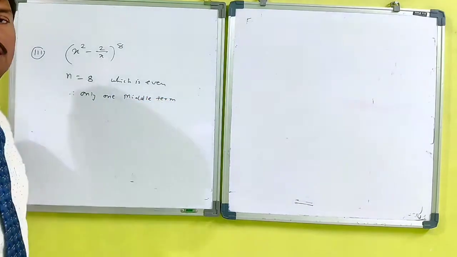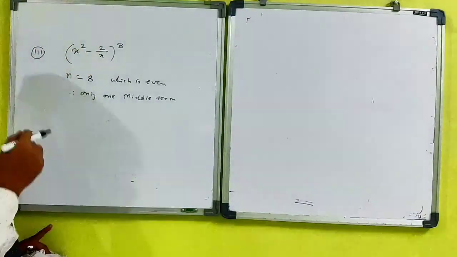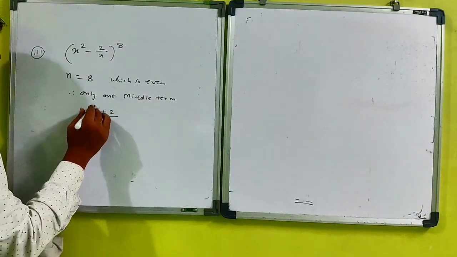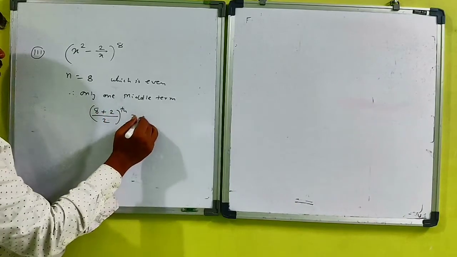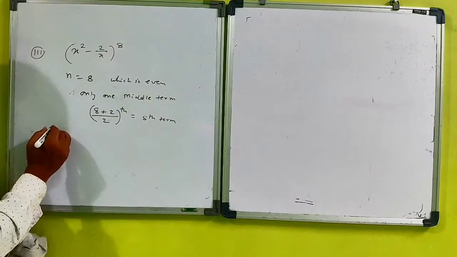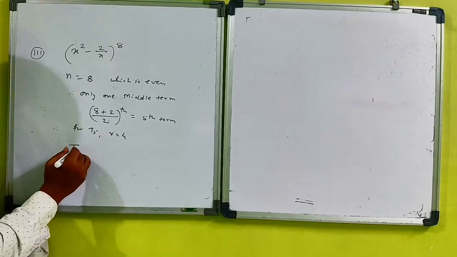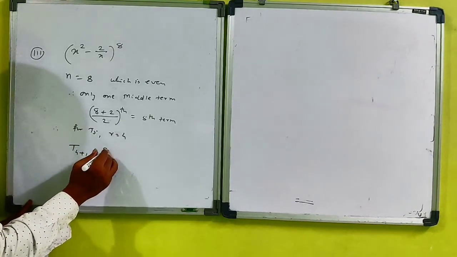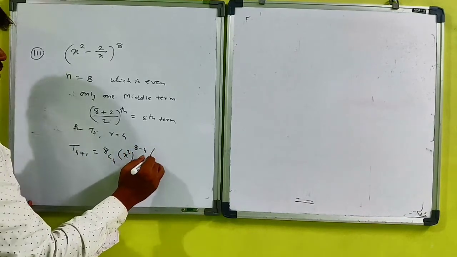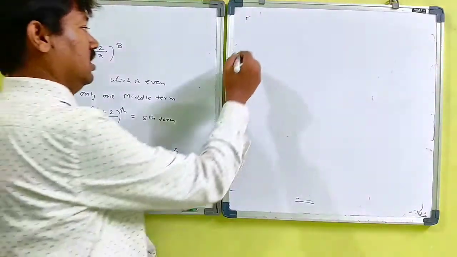There is only one middle term, and that middle term is given by what? (8 plus 2) upon 2. That is 10 upon 2. So the 5th term will be the middle term. Therefore for T5, r should be equal to 4. So T4 plus 1 is equal to 8C4 (x squared) raised to 8 minus 4, (minus 2 upon x) raised to 4, like this.